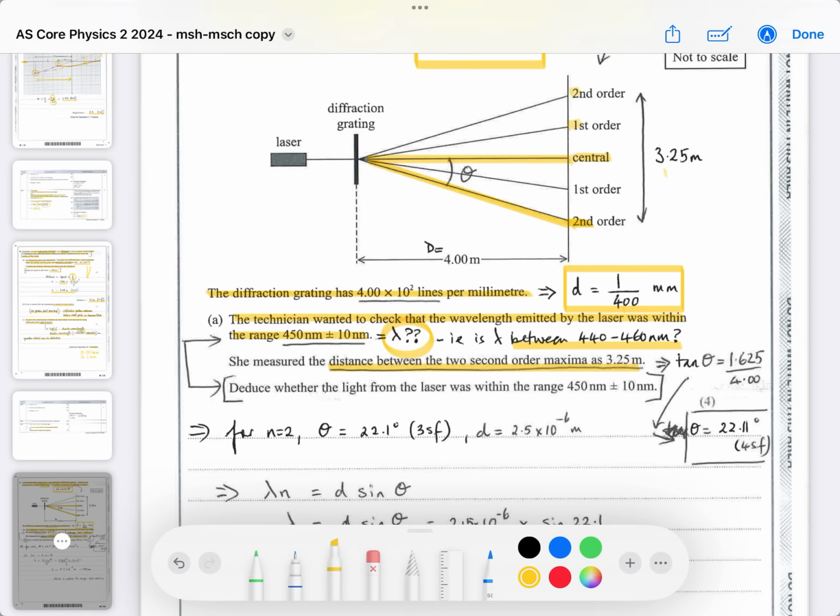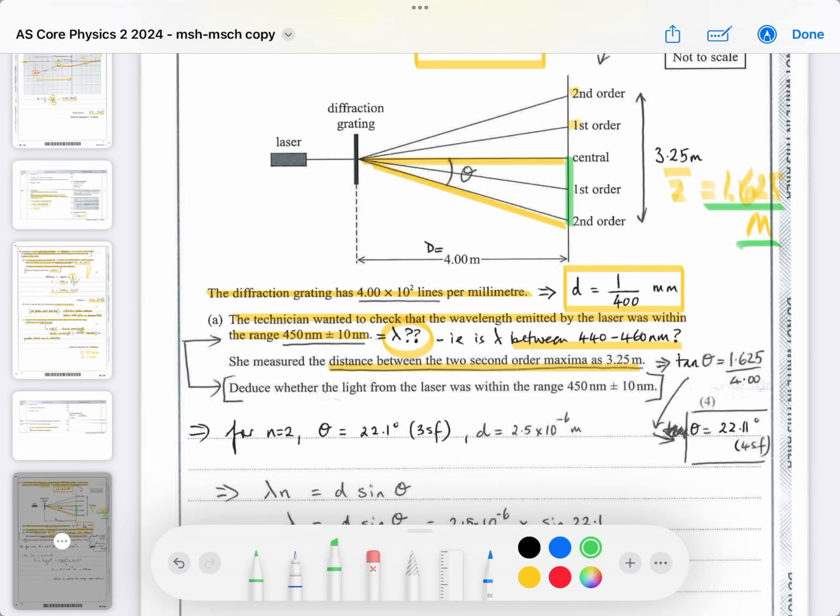So dividing by 2 will give you 1.625 meters. So that's the distance here. We know this is 4 meters. We don't know this angle, but we do know the distance from here to here, which I'm going to draw in green, is 1.625 meters.